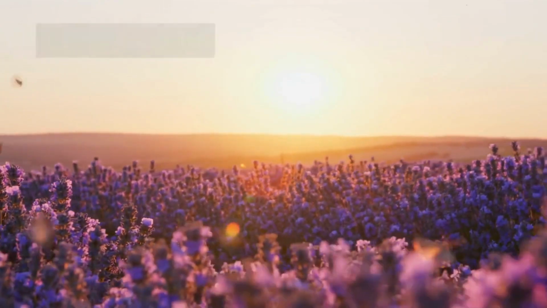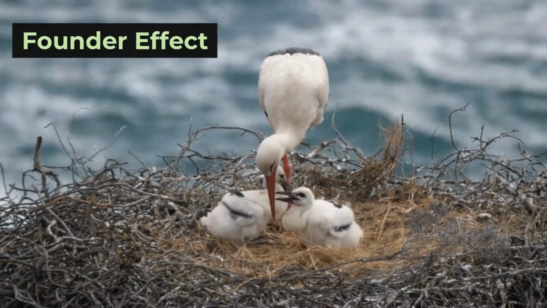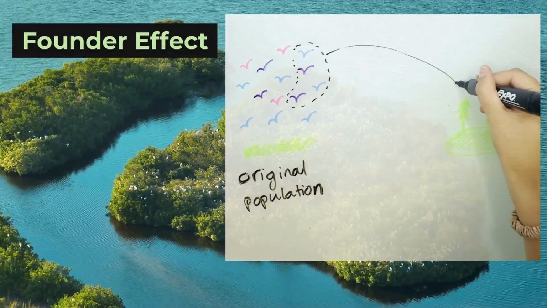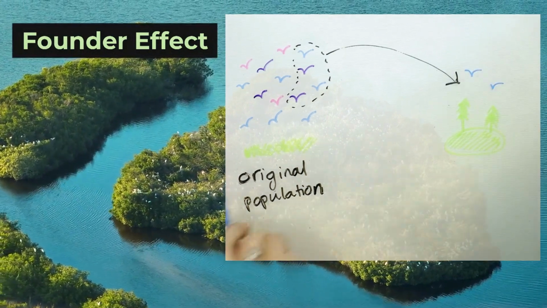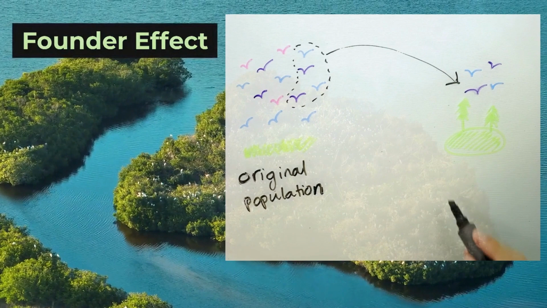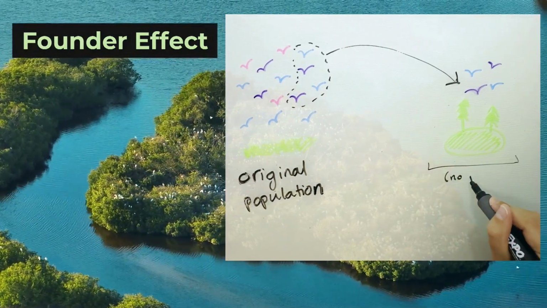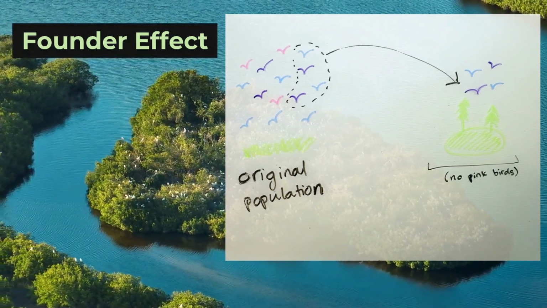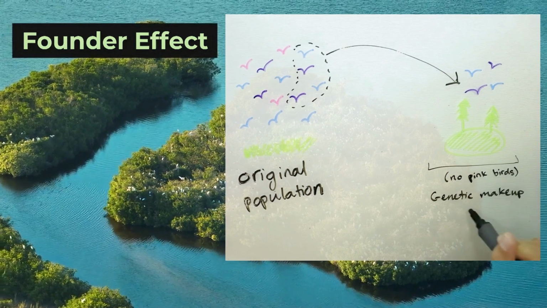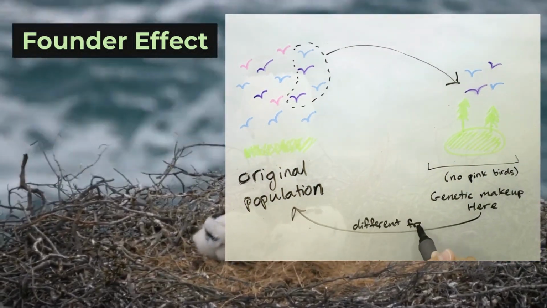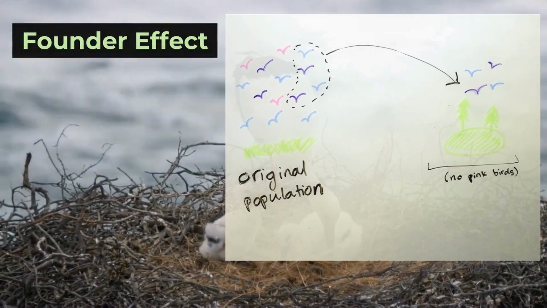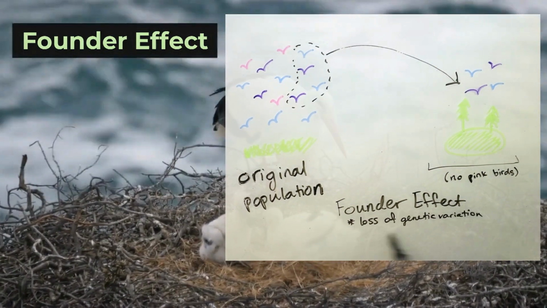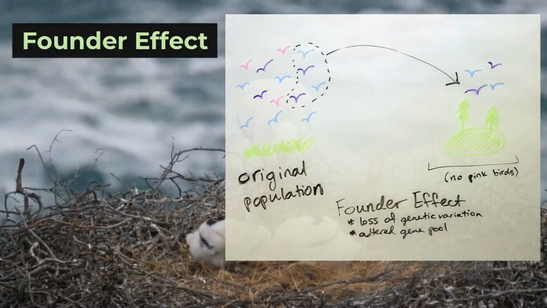All right, next we have founder effects. For this, I like to look at birds, all right? A group of birds colonize or found a new island. The birds that make up this founding population carry only a fraction of the genetic diversity present in the original population on that mainland. As a result, the genetic makeup of the new bird population on the island is significantly different from the mainland population, right? So the founder effect has led to a loss of genetic variation and an altered gene pool in the isolated bird population.